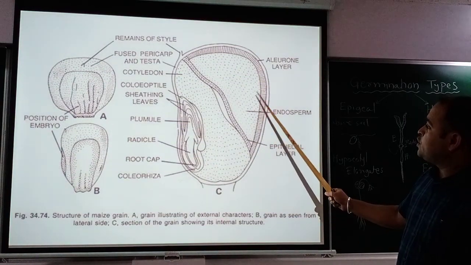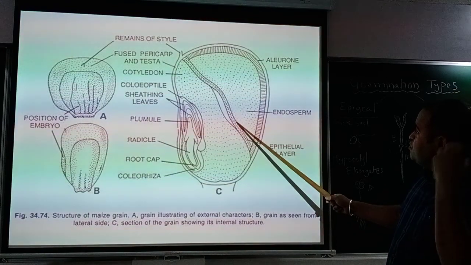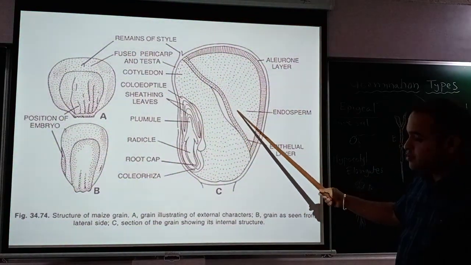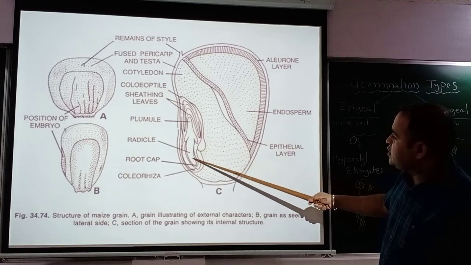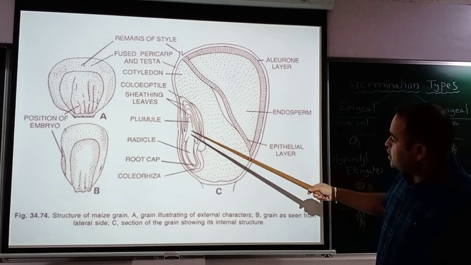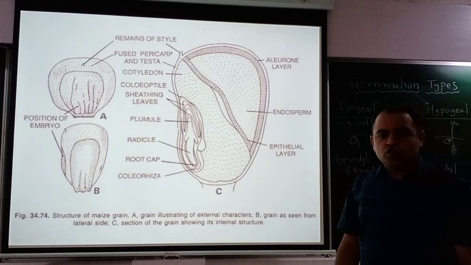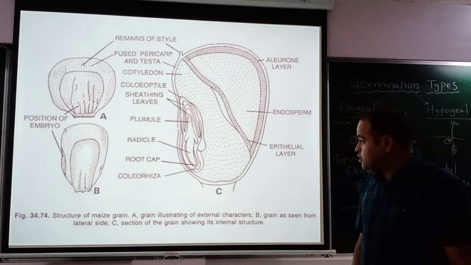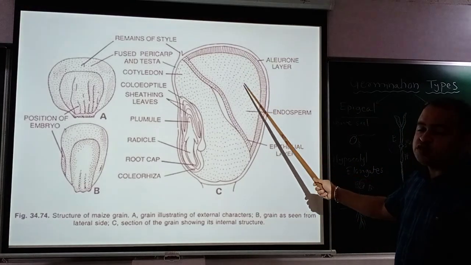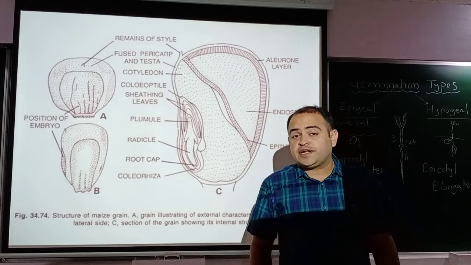So this is true endosperm which is present. Then, as I mentioned, there is some presence of epithelial layer. Then plumule, radicle, coleoptile and coleorhiza, root cap. So everything is present. We need not enter into details of this particular structure, but try to understand. Endosperm is freely available. There are certain exceptions in dicots also.